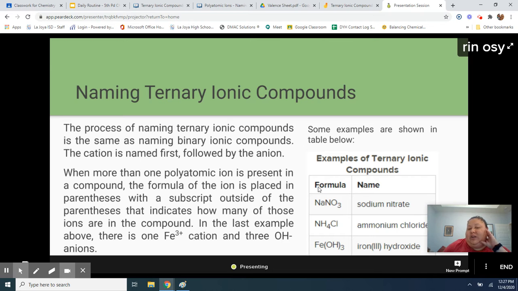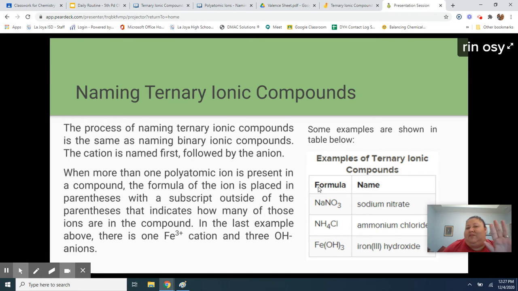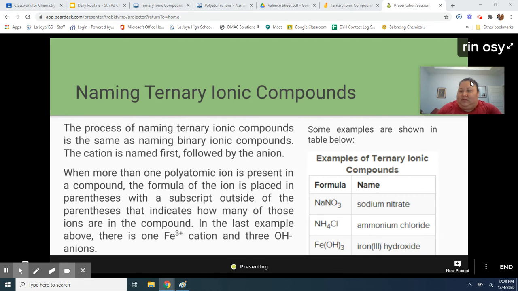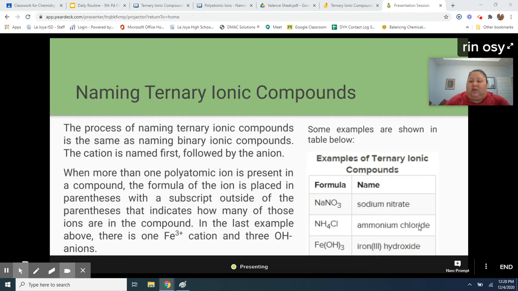Anytime you name ternary ionic compounds, do not change the name of your cation. Do not change the name of your anion. If it's a poly, polys are DNC. Do not change. You do not change the name of polys. The only thing that you're going to change is if you have a negatively charged element as your anion. And what do I mean by that? Well, look at the examples, okay? I'm just going to talk about it really quick. I'm not going to go into detail because we did discuss this yesterday. And if you need reminders, just go ahead and watch yesterday's video.